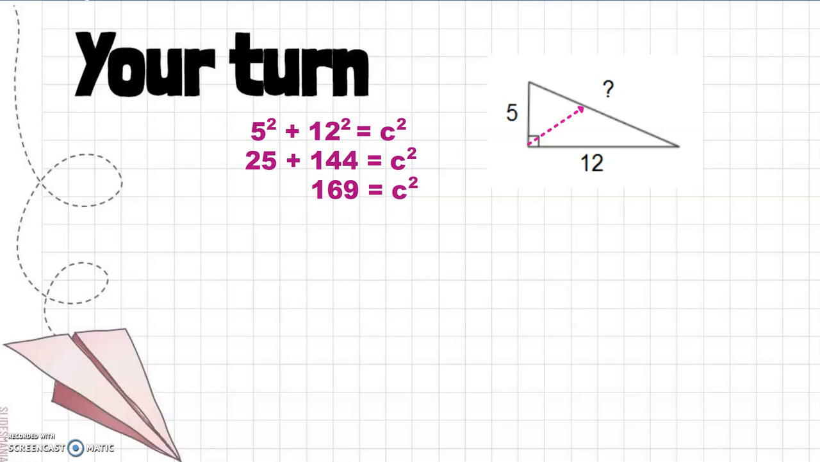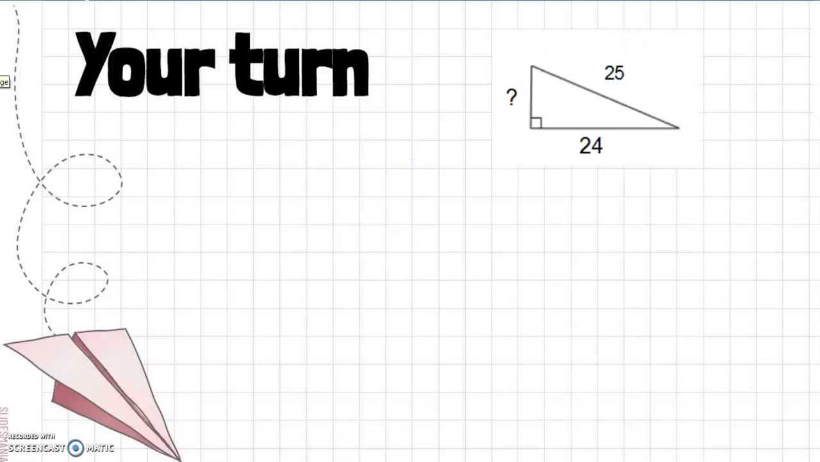Again, that's the area of that square, but I'm not asking for the square. I want to know the length of the hypotenuse. So I've got to take the square root. When I take the square root of both sides, I get that 13 is equal to C. Did you get it correct? Did you say that the hypotenuse was 13 units? All right, your turn again. Pause the video and try to find the length of the leg.